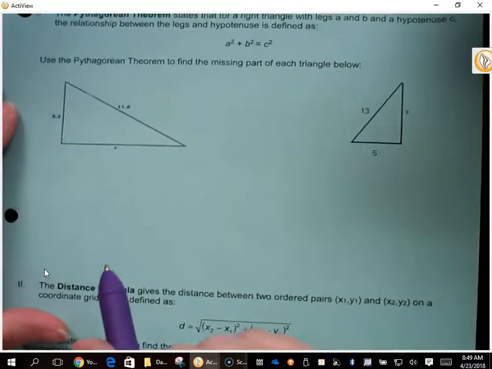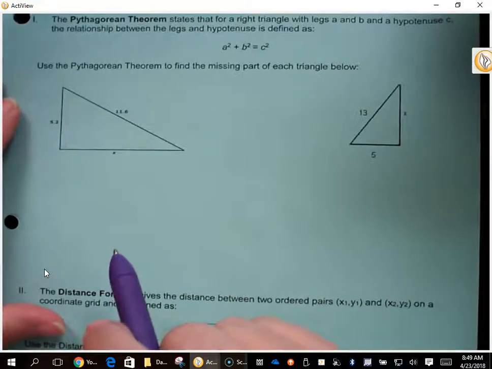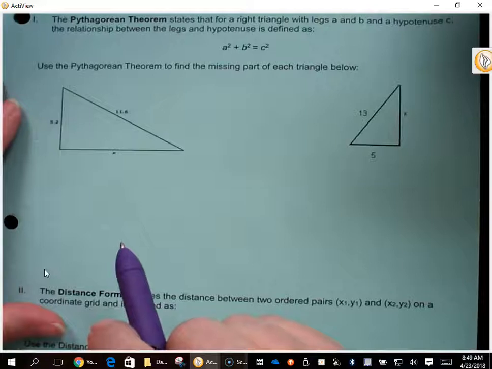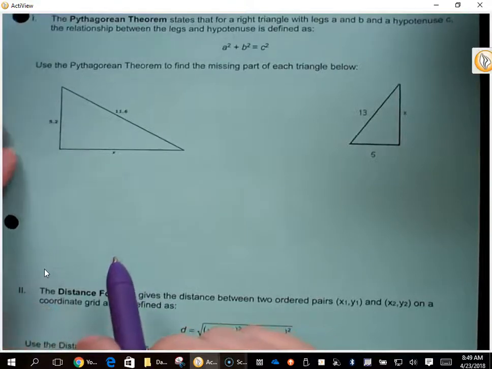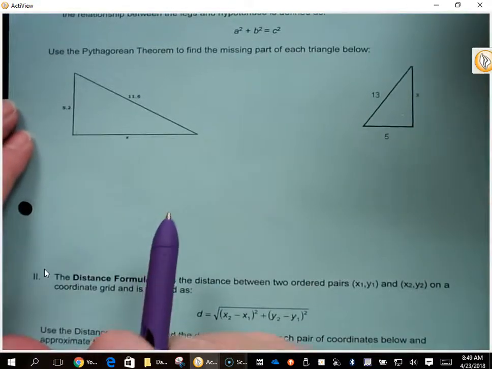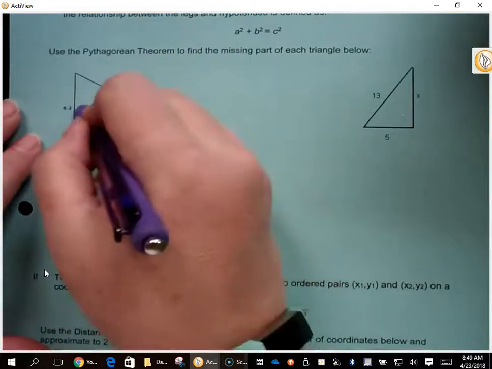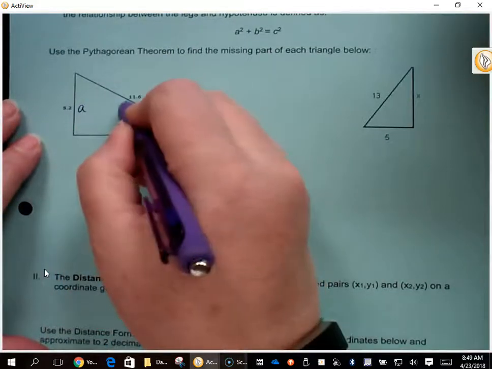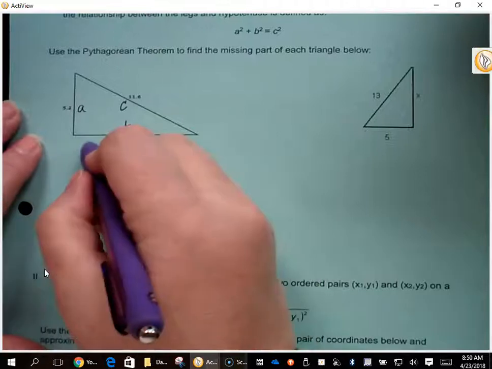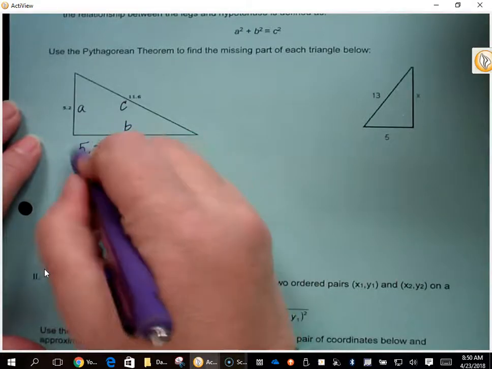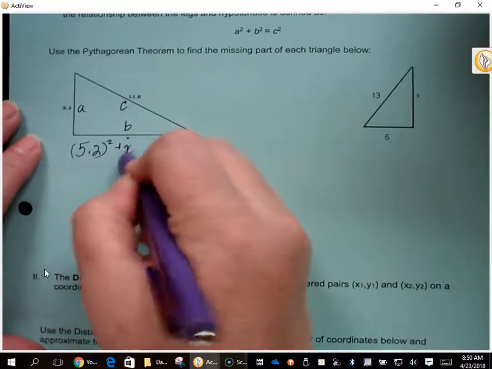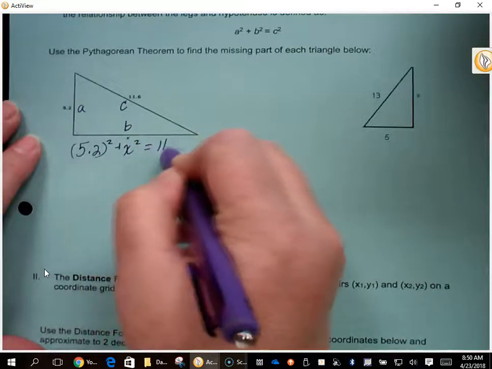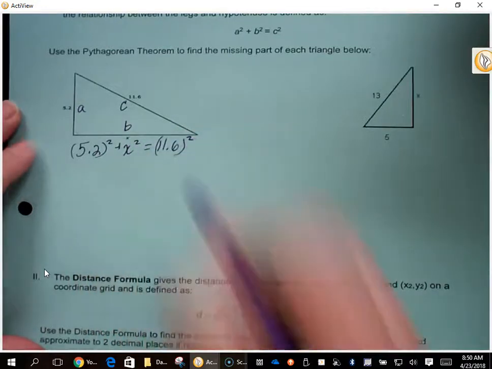A squared plus b squared equals c squared, where a and b are the legs of a right triangle and c is the hypotenuse of a right triangle. You've done these almost all your life. So we've got a as a leg, b as a leg, c as a hypotenuse. We set up our equation: 5.2 squared plus x squared equals 11.6 squared. And then we do the math.